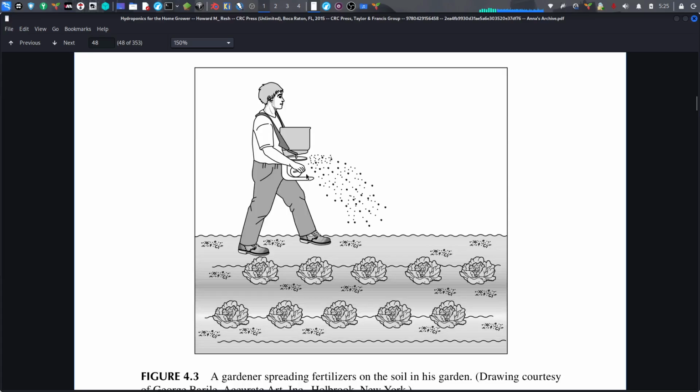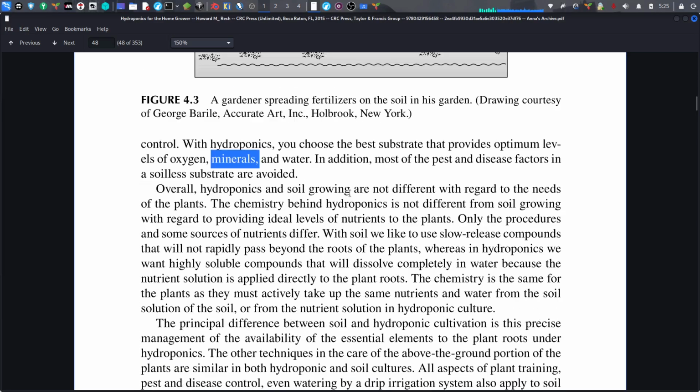We can add fertilizers in traditional growing, and this can also break down our plants. In hydroponics, we can avoid this if we control levels of minerals, oxygen, and water. Overall, hydroponics and soil growing are not different with regard to the needs of the plants.